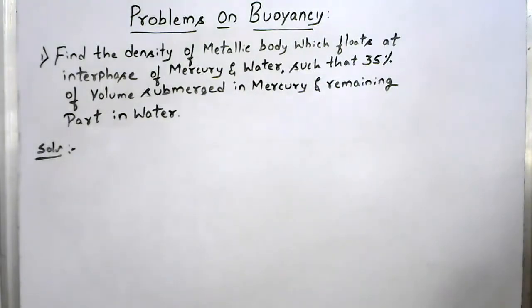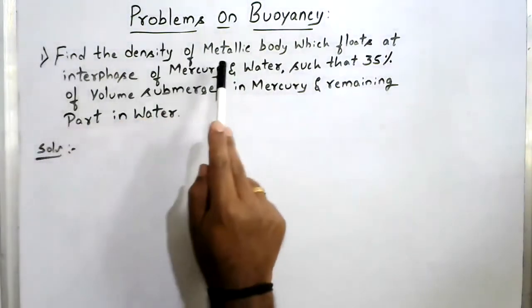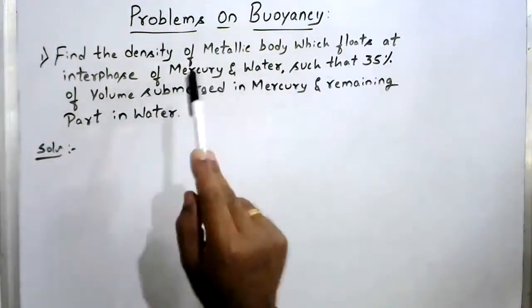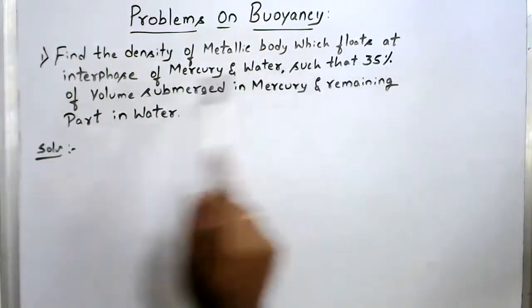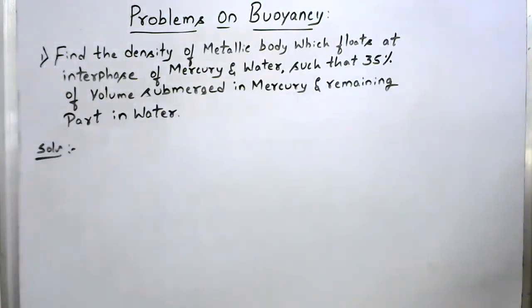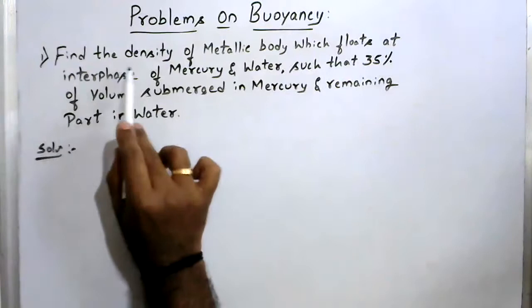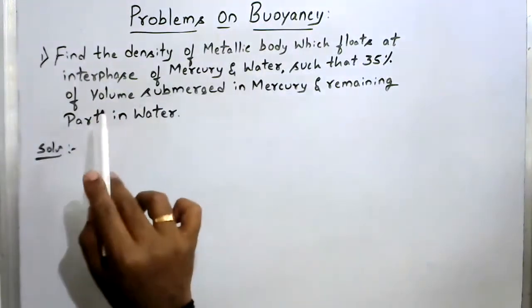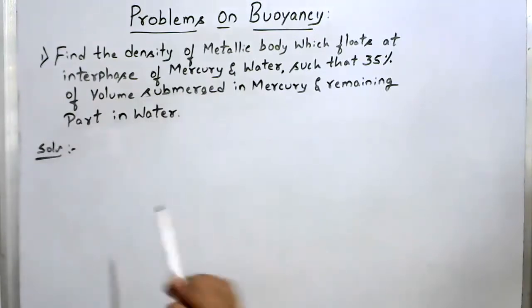The first problem is to find the density of a metallic body which floats at the interface of mercury and water, such that 35% of the volume is submerged in mercury and the remaining part in water. First we have to understand what we have to find. We have to find the density of a metallic body. That metallic body is floating on an interface between mercury and water.